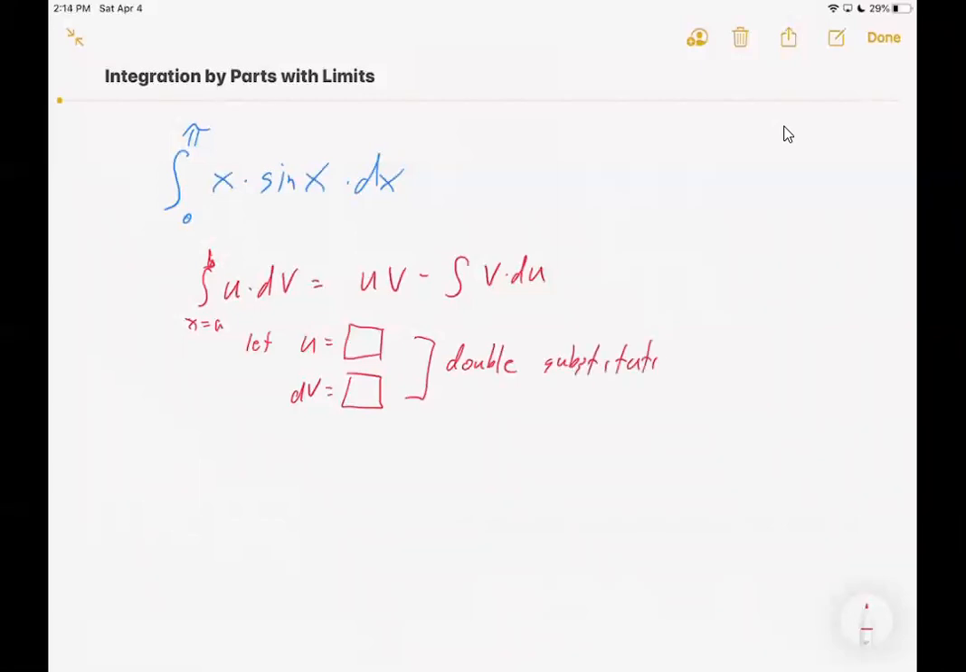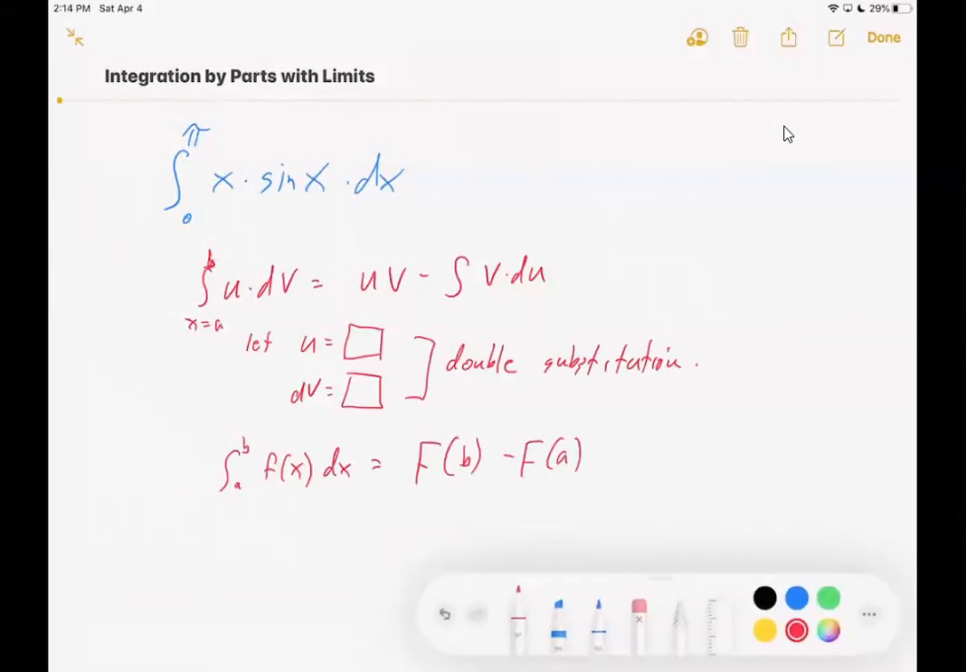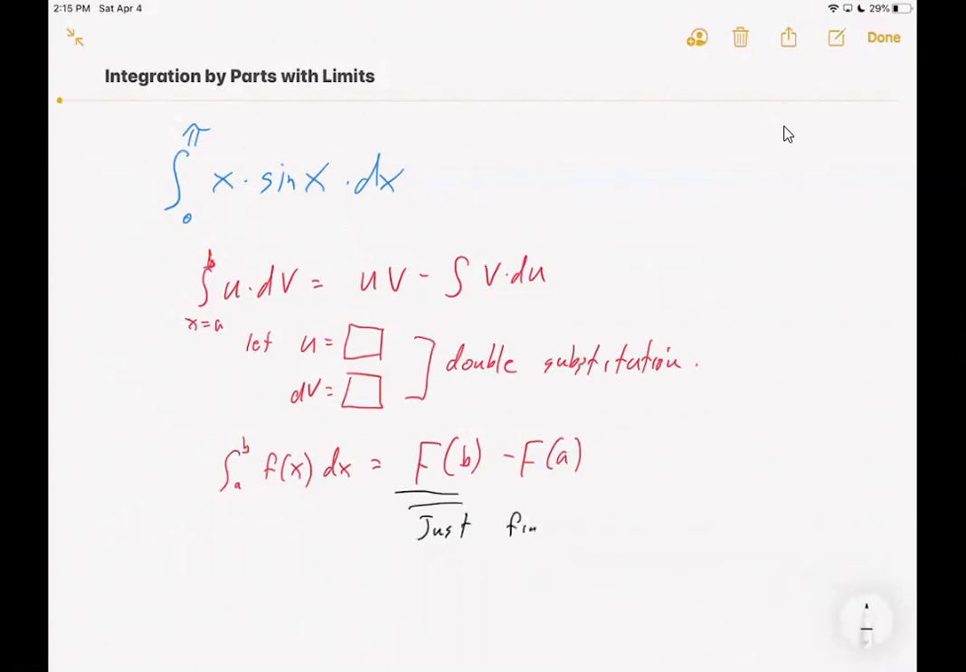So what you want to do is ignore the limits, find the antiderivative, and then use that the integral from a to b of f of x dx is equal to F of b minus F at a. So our strategy is just find the antiderivative and use it to get the answer.